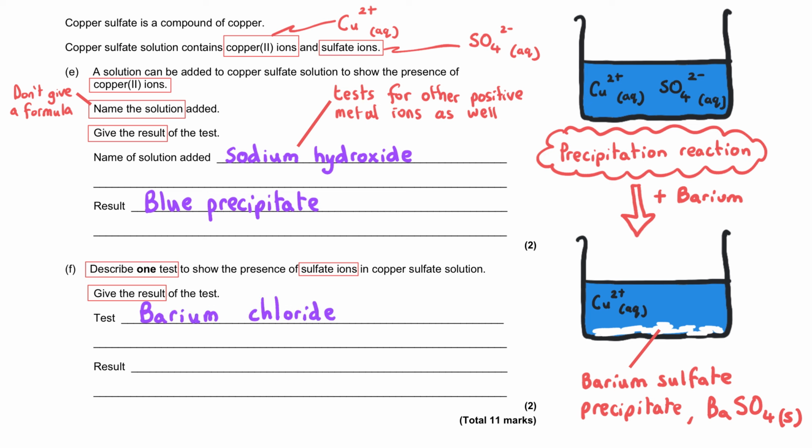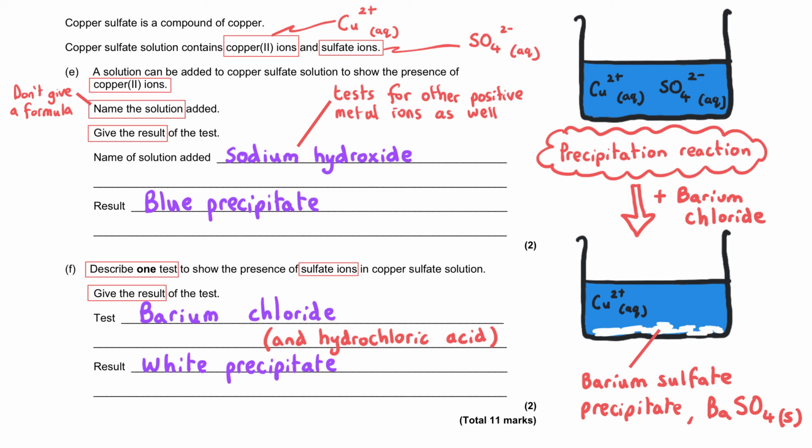And this barium chloride is normally acidified. But I don't think that's necessary here because this is only a 2-mark question. In other circumstances, you might expect to say barium chloride solution and hydrochloric acid for 2 marks, and then the result is that you would see a white precipitate.